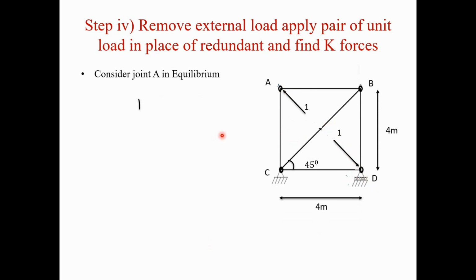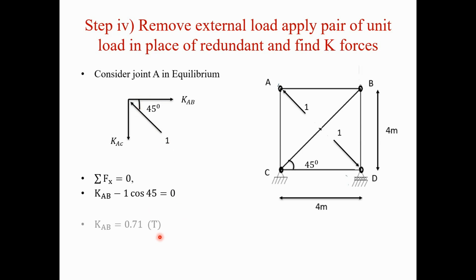So consider joint A in equilibrium now. First we'll consider joint A for the analysis, and we'll draw the free body diagram of joint A. The forces acting at joint A are the KAB force, the KAC force, and this unit force applied at A, which is acting at an angle of 45 degrees. Now applying the condition of equilibrium for the joint, we have summation Fx equal to 0. So KAB is positive, minus 1 into cos 45 is equal to 0. So we got the value of KAB equal to 0.71, which is positive again. So the nature we assumed for KAB is correct.